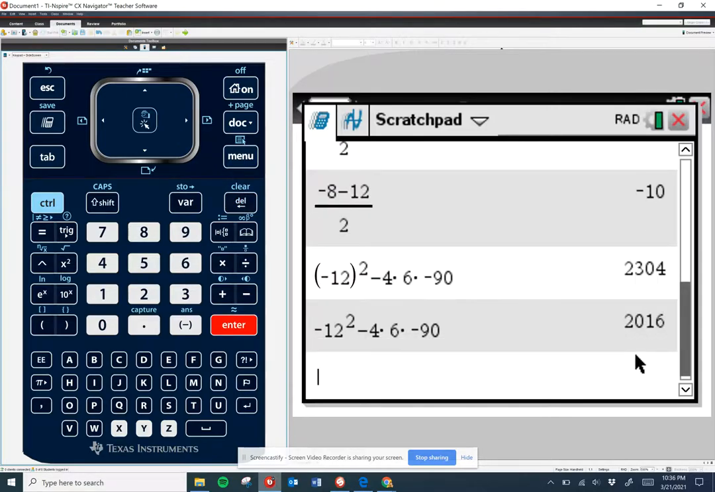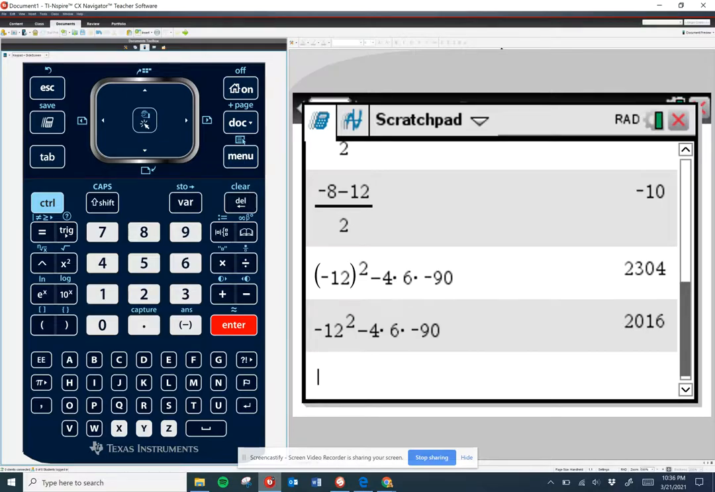Okay, you can see it gives you a different answer. This one is 2,304. This one is 2016. So it is very important that you put those parentheses. If you don't put them, your calculator will give you the wrong answer. The reason is that it's only squaring the 12 and then putting the negative out in front. So this is giving you a negative 144 instead of the positive like it's supposed to be from negative 12 times negative 12.